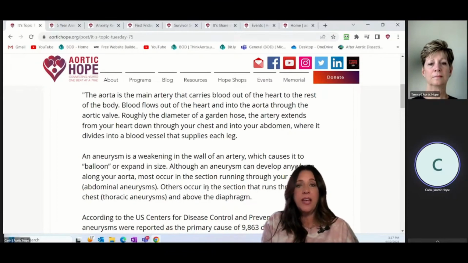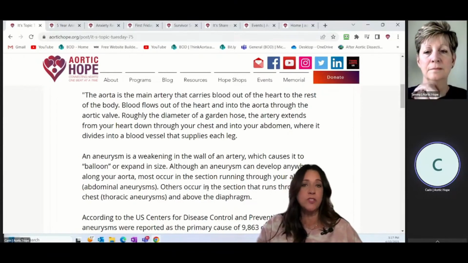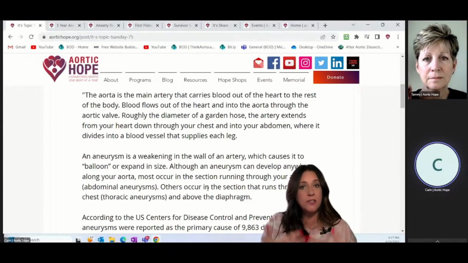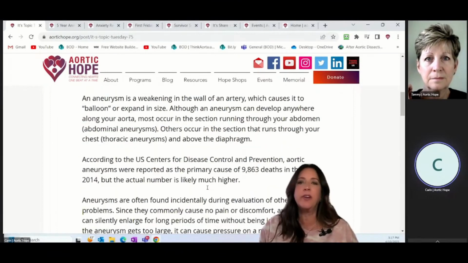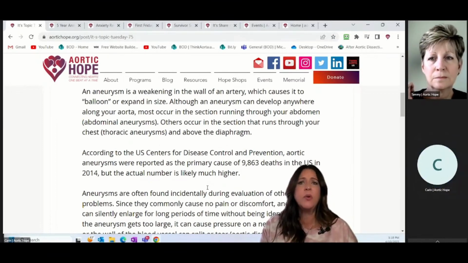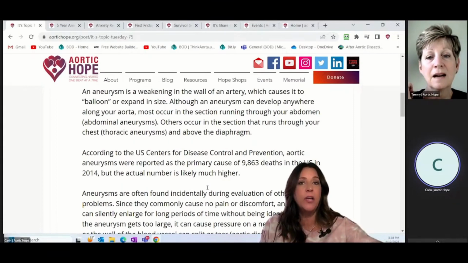Although an aneurysm can develop anywhere in your aorta, or anywhere vascularly in your body, the most common occurrence is in the section running through your abdomen. That's the most common area where you're going to find aneurysms. That would be an abdominal aneurysm. But others can occur in different sections that run through your chest, and that was the thoracic we were talking about. That's above the diaphragm. According to the U.S. Centers for Disease Control and Prevention, aortic aneurysms were reported as the primary cause of about 9,800 deaths in the US in 2014, but the actual number is probably quite a bit higher.